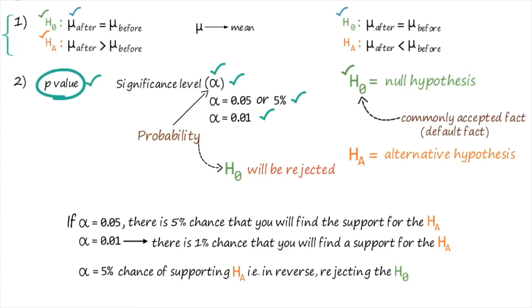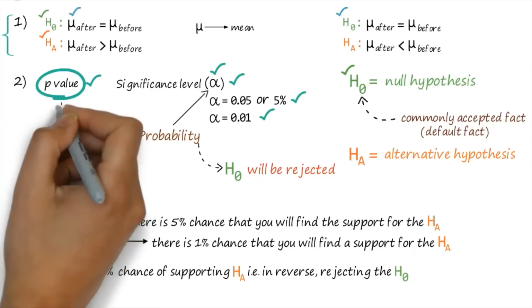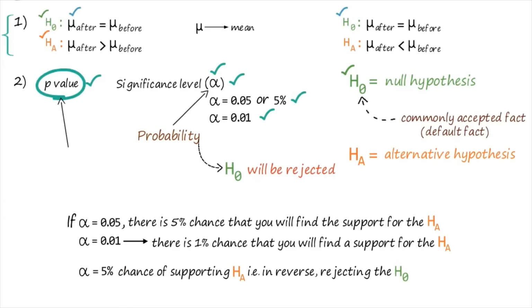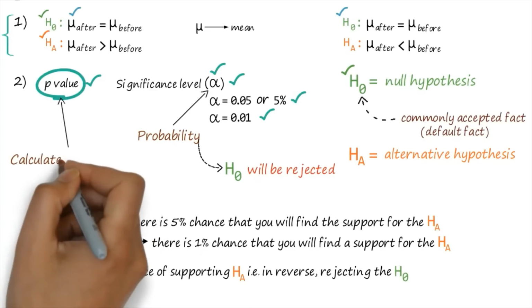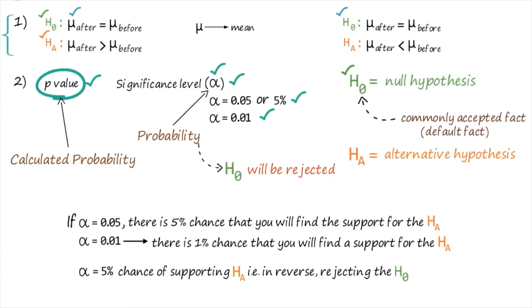So alpha, the significance level, whatever significance level is provided to you, it is a simple thing that you are getting the percentage of support for the alternative hypothesis. So this is the first point. Now there is another thing associated with it, that is the p-value. Now, what is this p-value? See, this p-value is another probability, but it is a calculated probability.